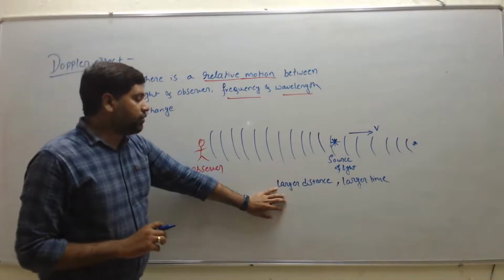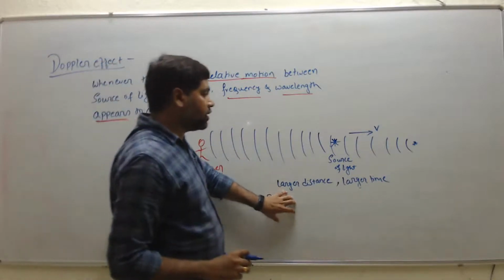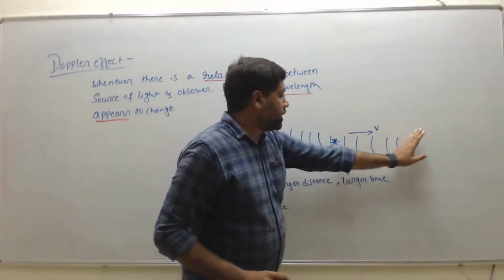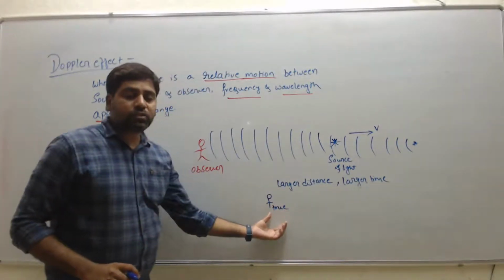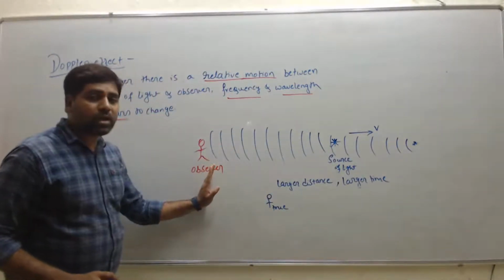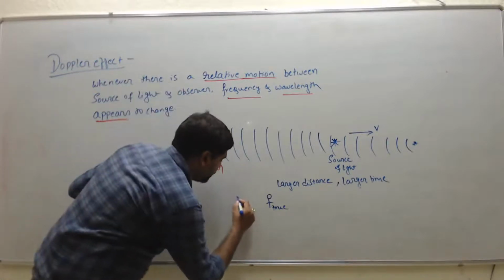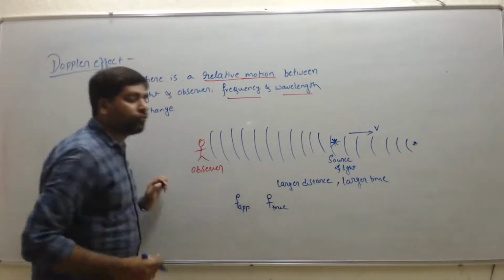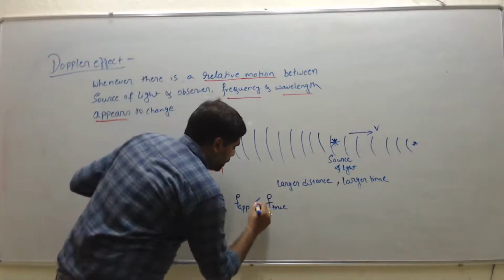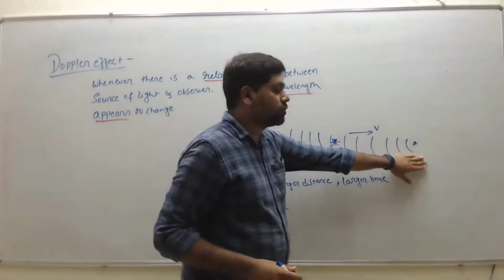So the actual frequency, which we consider as the true frequency, is the frequency at which the source is producing the wavefronts. That is the true frequency as observed from the source. When it reaches the observer, the frequency appears to decrease. That frequency we call the apparent frequency. So the apparent frequency is less than the true frequency, which is measured by the source.